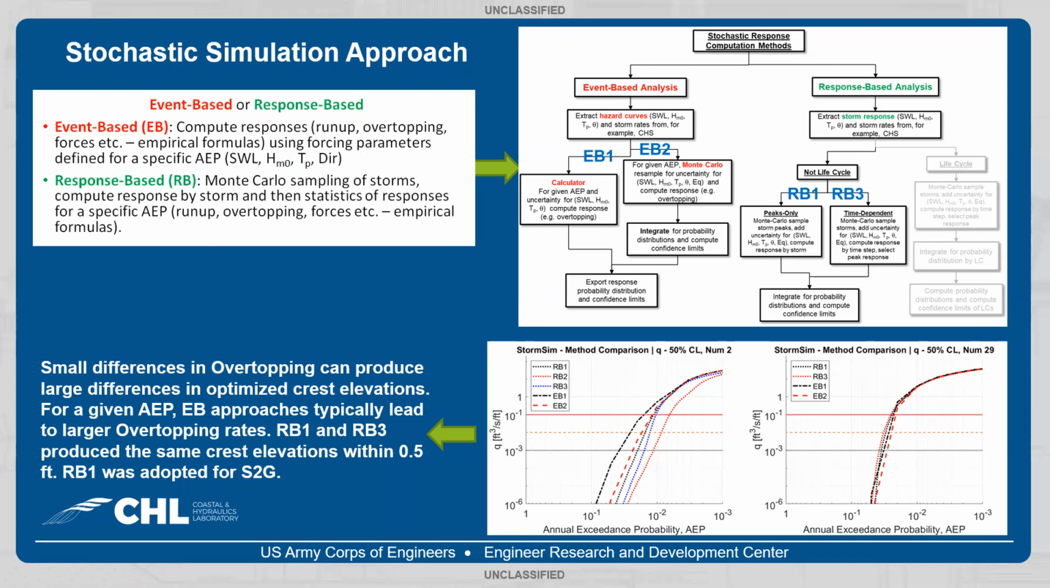And this is because basically for the most extreme storms, the peaks line up in time. So wave height and water level occur at the same moment for the most extreme storms. So those probability distributions of response tend to align. So in this study, we ended up using RB1, which proved to be very accurate in comparison to RB3.